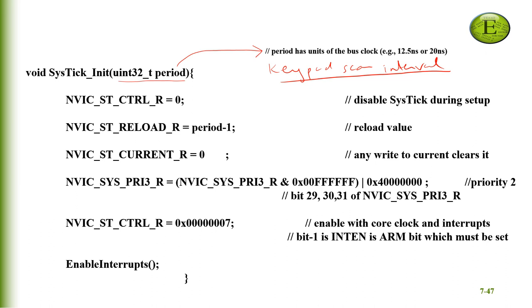The first thing to do is to disable the SysTick timer control register. We are going to reload the timer with the period. So this is the same as the keypad scan interval, and this number corresponds to this keypad scan interval. And then we can write anything to the current register. But then the priority, we have to set the priority. We have to assign some priority, in this case priority 2, so bit numbers 29, 30, and 31.